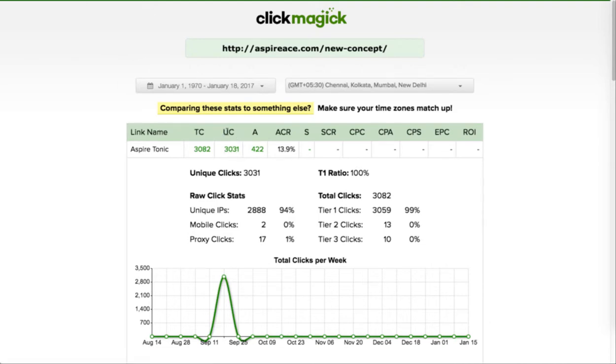And it always has to be unique clicks. We don't count the total clicks because some people might just come back and click twice. So always count the unique clicks.